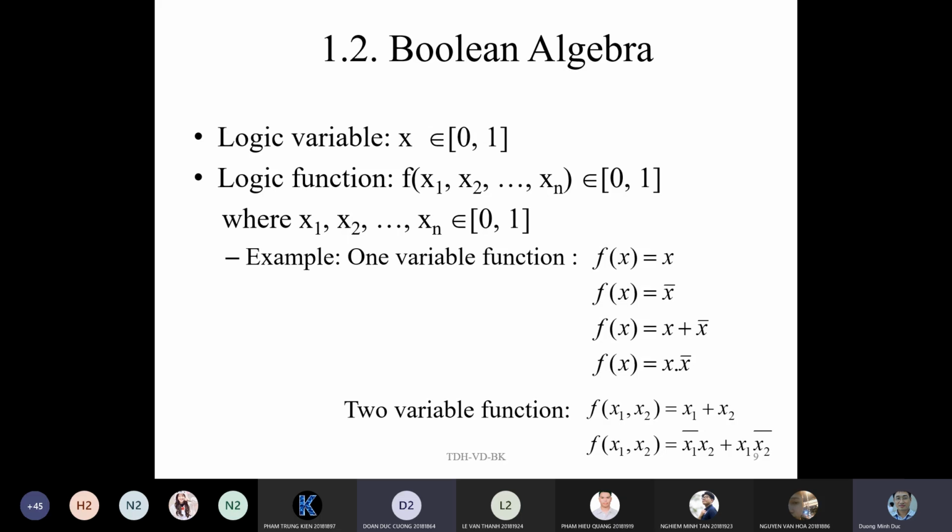f(x) equals x plus negation of x is also some kind of logical function, or f(x) equals x multiply negation of x. Of course, here the plus and the multiply arithmetic should be defined. We have not defined them yet, but you can see this is one example of the logical functions.